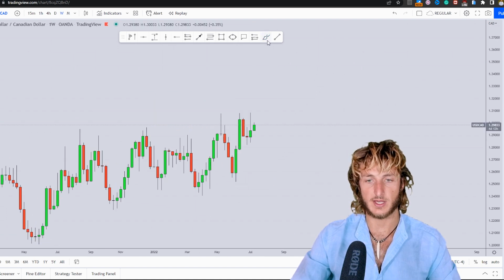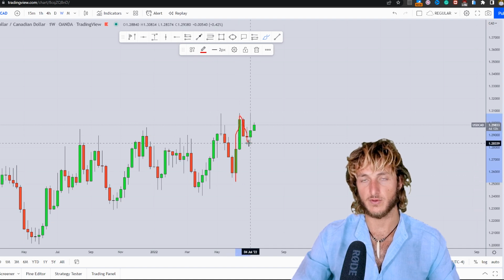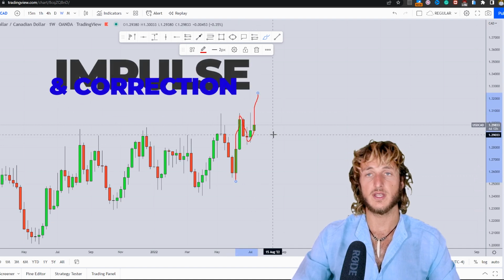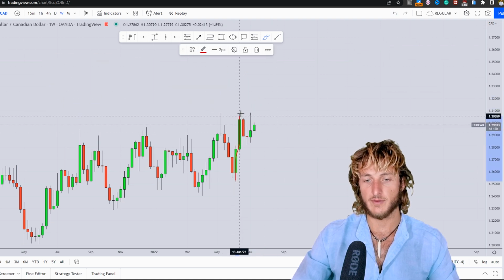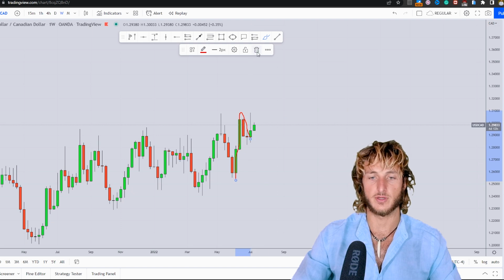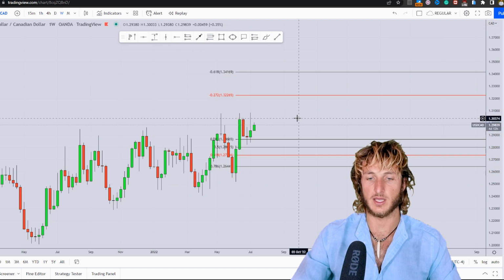Now, from a weekly perspective, we can see how the market has just printed a nice impulse to the upside, followed by the correction, and at the moment it is trying to create the continuation to the upside. Now, in general, after an impulse, if you want to measure the correction, what you have to do is take your Fibonacci from the low to the high of the impulse.